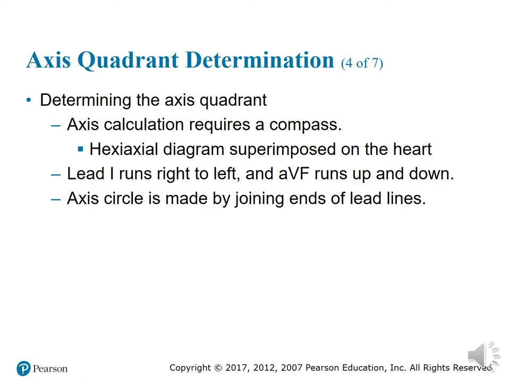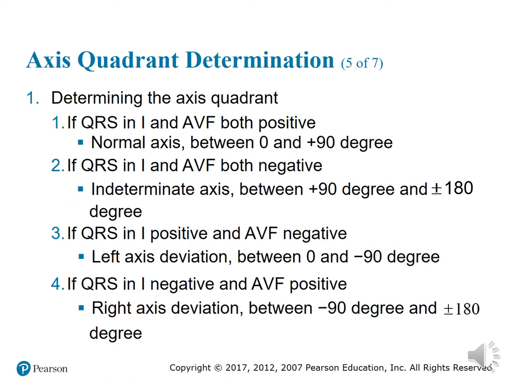Determining the axis quadrant. Axis calculation requires a compass, a hexaxial diagram superimposed on the heart. Lead one runs right to left and AVF runs up and down. The axis circle is made by determining leads by joining the ends of the lead lines. My apologies. Determine the axis quadrant.